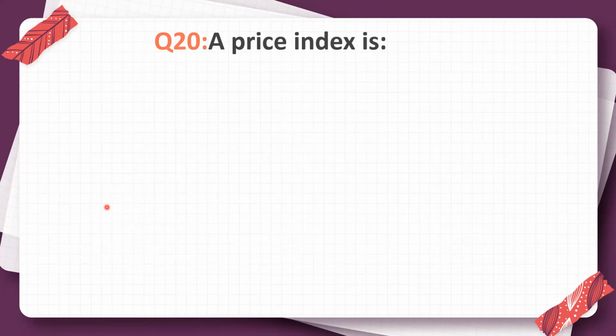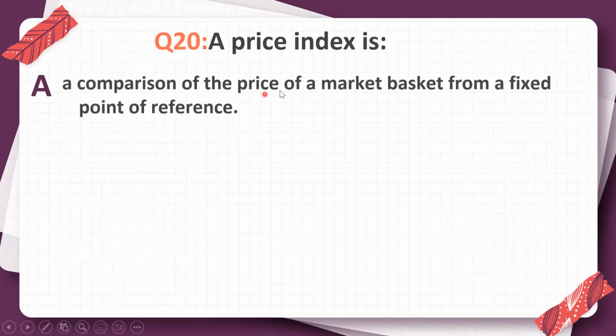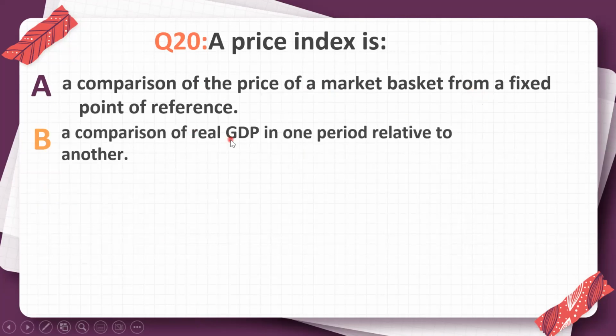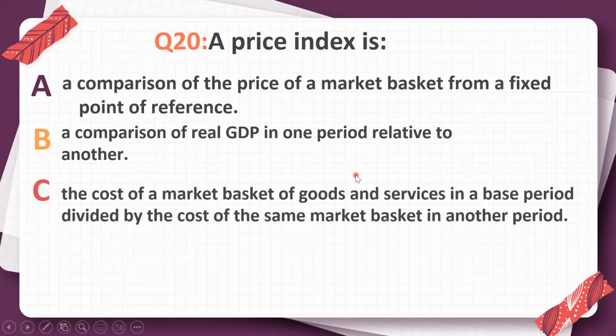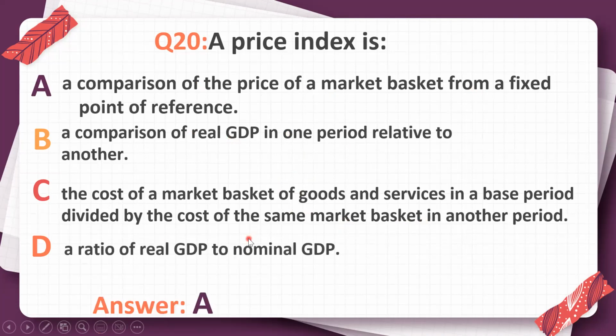Question 20. Price index is a comparison of the price of a market basket from a fixed point of reference, or a comparison of real GDP in one period relative to another, or the cost of a market basket of goods and services in a base period divided by the cost of the same market basket in another period, or a ratio of real GDP to nominal GDP. The right answer is comparison of the price of a market basket from a fixed point of reference. So that is the price index or consumer price index, which we will have in next sections.